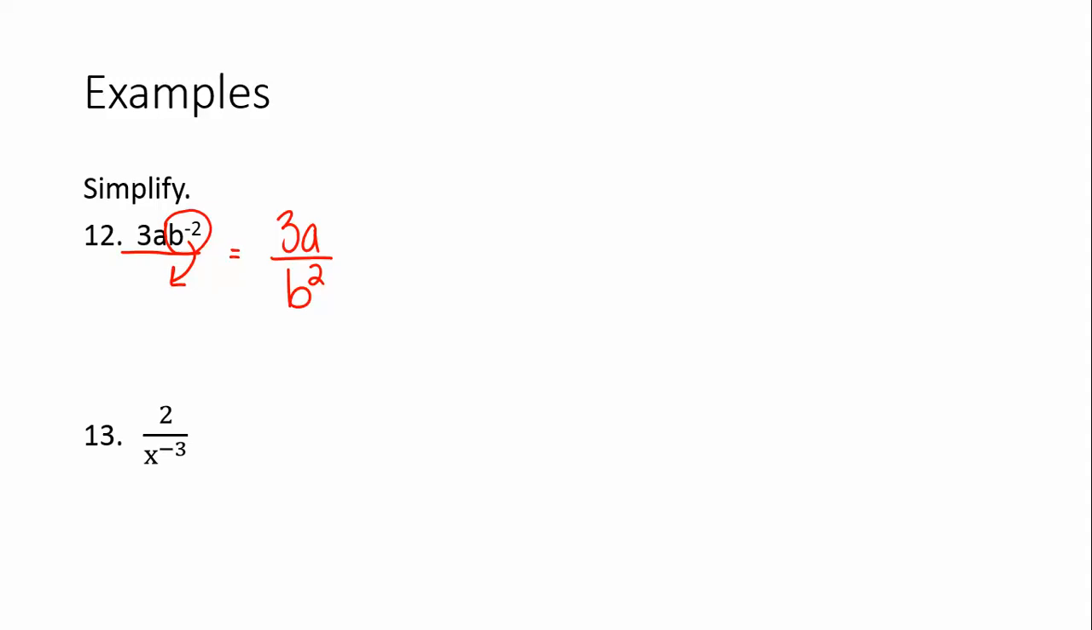Number 13, we have 2 over x to the negative third. The x is being raised to the negative exponent. It's already in the denominator, so we need to move it back up to the numerator, paying attention that there's already a 2 up there. So the 2 is going to stay put in our numerator, and we're adding the x to the third term up top. So we get 2x to the third.